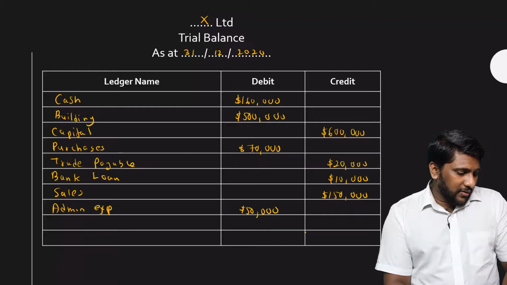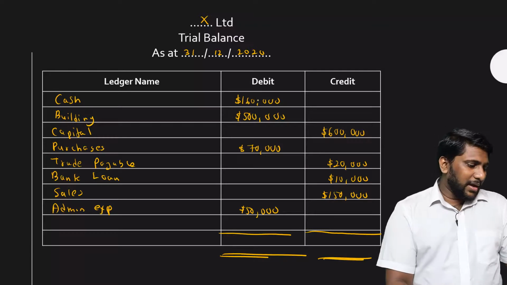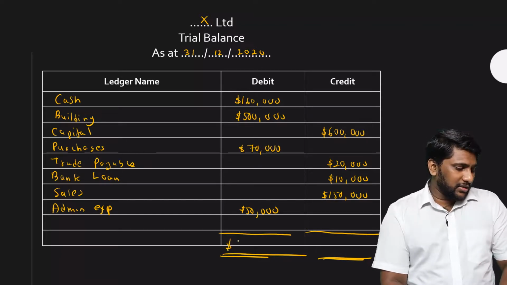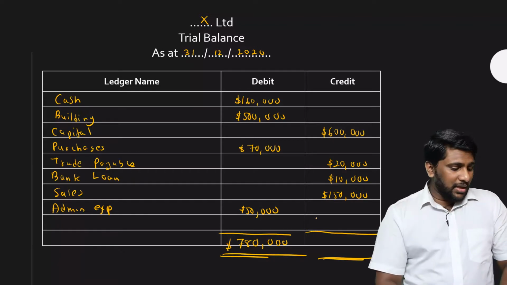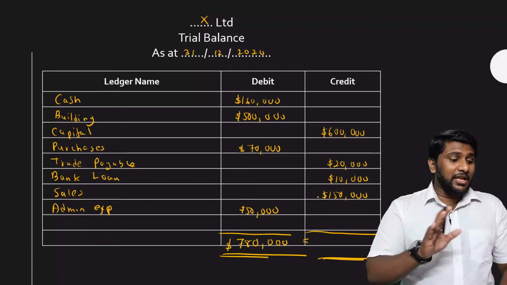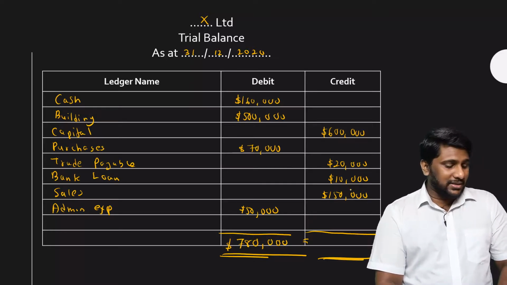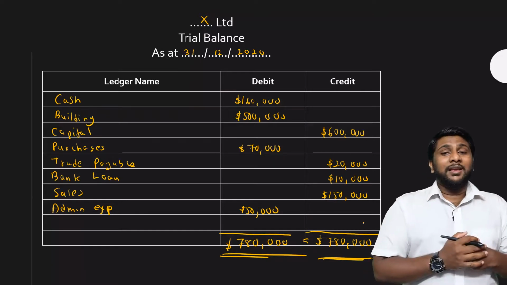Now let's balance our trial balance. Let's see what's the total that we are getting over here. The debit side balance is how much? 660,000 plus 70,000, 730,000, 730,000 plus 50,000, 780,000 US dollars. If I do my calculation without any mistakes, my debit side must be equal to the credit side. Let's see whether it is equal or not. Credit side 600,000 plus 20, 620, 620 plus 10, 630, 630 plus 150, it is 780,000. So my debit side is getting balanced for my credit side.